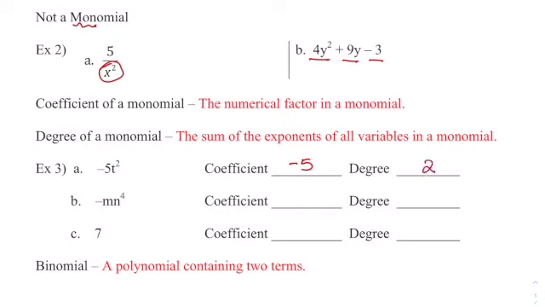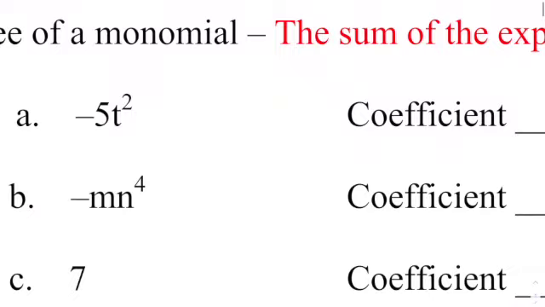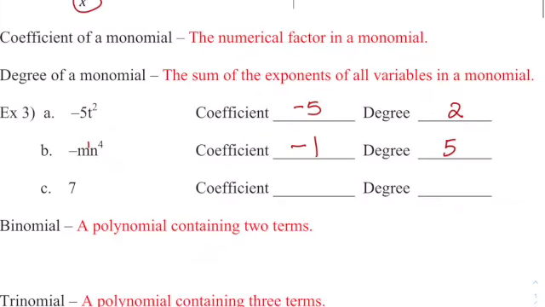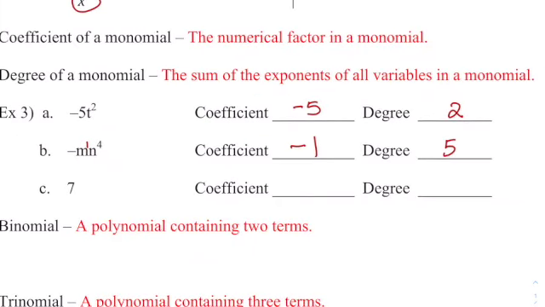I'm going to do the next one for you just because it's a little bit trickier. In this case, it's -mn to the fourth. That's really -1 as your coefficient. And your degree is all the exponents together. I would like you to think about this m as also having an exponent of 1 here. So that's 1 plus 4. That's going to be a degree of 5 for letter B. And letter C, the coefficient is just going to be 7. And the degree is really x to the 0 power. That's just 1. That's why the degree has to be 0 to make this all work.